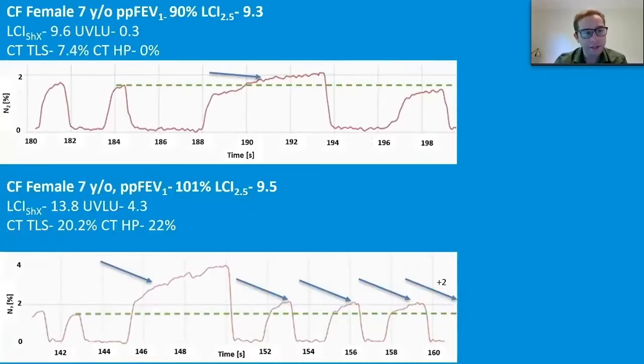And we see 2 patients here, both CF females of 7 years of age. They both have normal FEV1s of 90% and 101% respectively. They have very similar LCIs of 9.3 and 9.5.